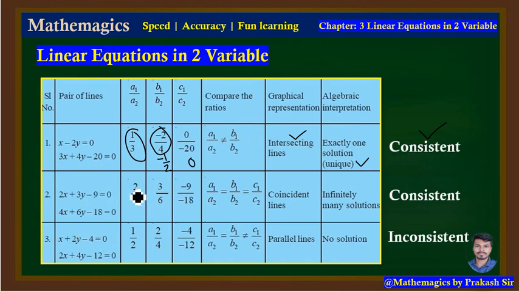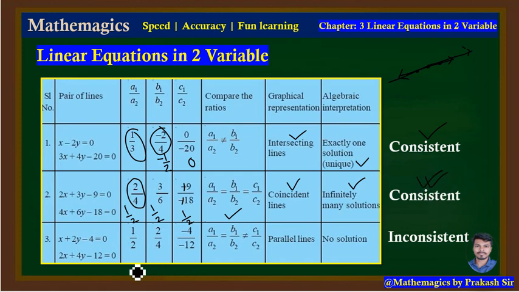Second one, a1 by a2 is equal to 2 by 4, which is represented as 1 by 2, 3 by 6, which is represented as 1 by 2, and 9 by 18, both minus signs get cancelled and again it becomes 1 by 2. So the ratios are 1 by 2, 1 by 2, 1 by 2 in all three cases, so all the ratios are equal and these are coincident lines. And it has infinitely many solutions. What is the reason? Because the first line is there and the second line is passing over it. It means all the points are points of intersection. That's why it has infinitely many solutions and all the points lying on the line are solutions. As it has solutions, that's why it is consistent again.